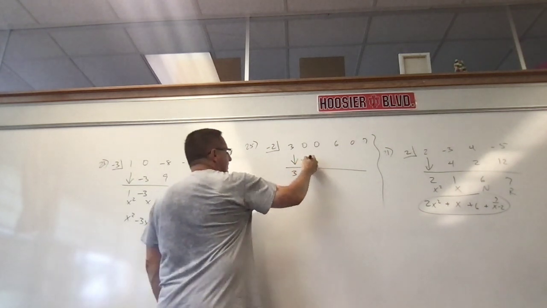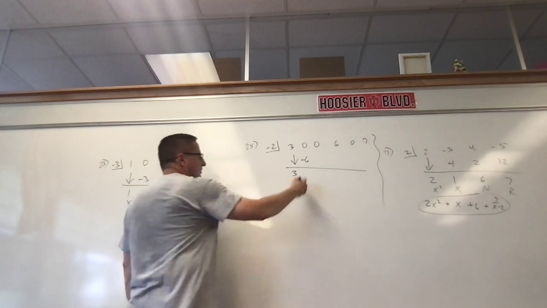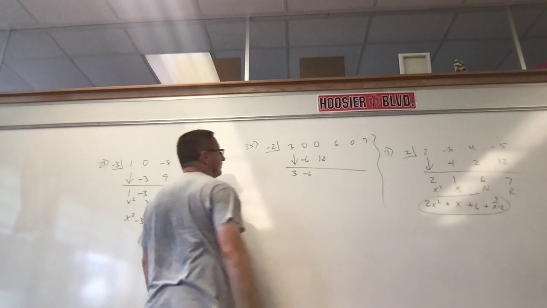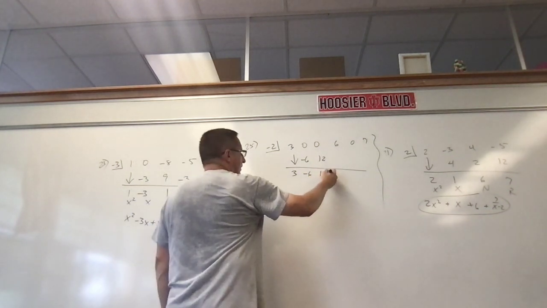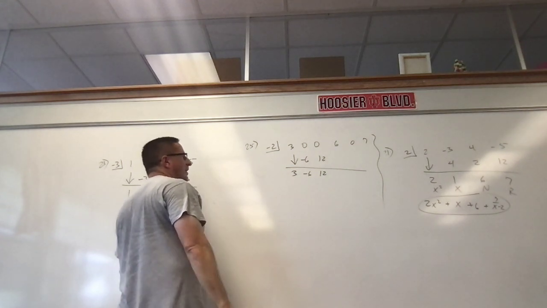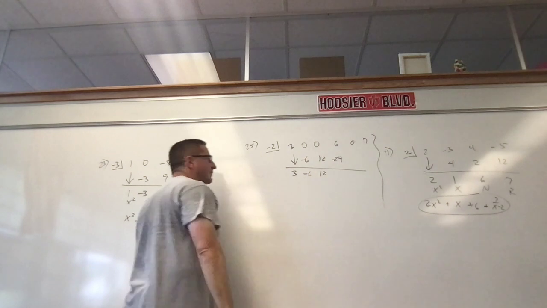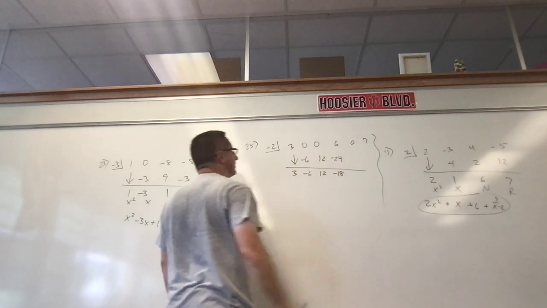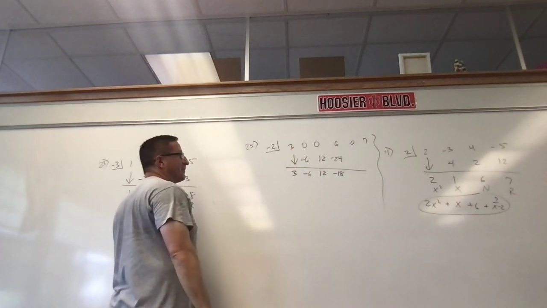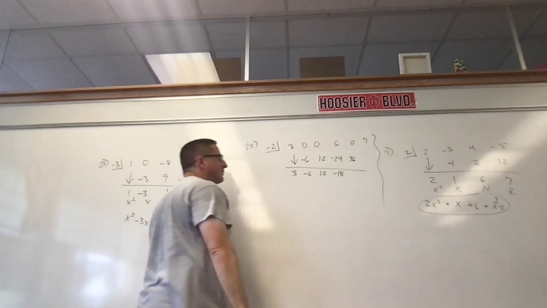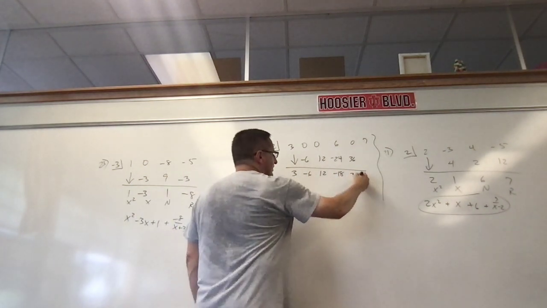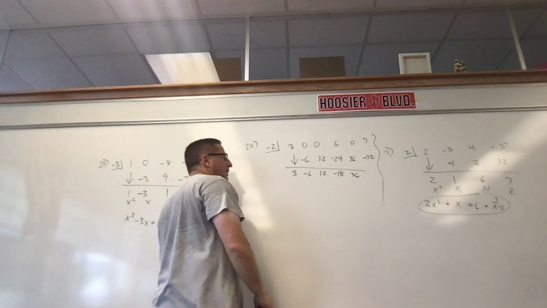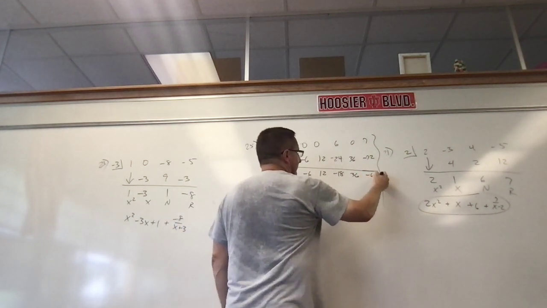3 times -2 is -6. Add 0 and -6 is -6. Times -6 and -2, it's a +12. Add 0 and 12, we get 12. Times 12 and -2, that's a -24. Add 6 and -24, that's a -18. Times -2 and -18, that's a +36. Add 0 and 36, we get 36. Times 36 and -2, that's a -72. Add 7 and -72, that's a -65.